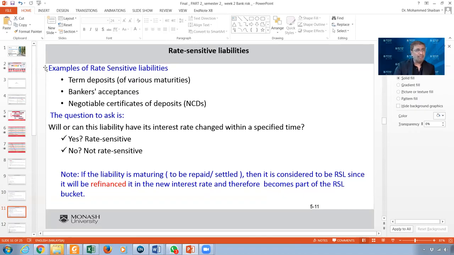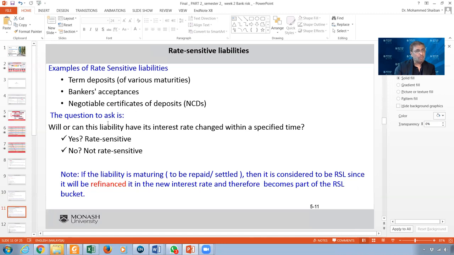Let's see examples of risk-sensitive liabilities: term deposits, banker's acceptances, negotiable certificates of deposit. All of these are money market products, and they are less than 1 year. Term deposits can take more than 1 year, because term deposits actually are rate sensitive. They have floating rates. And then we have the banker's acceptance, which is less than 1 year, short term, and all of those are money market.